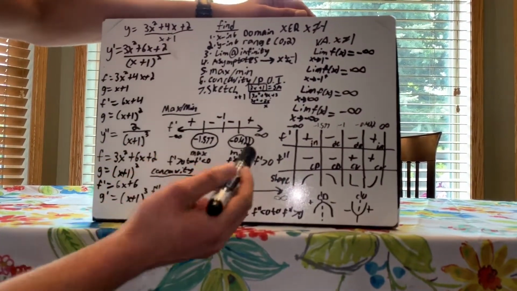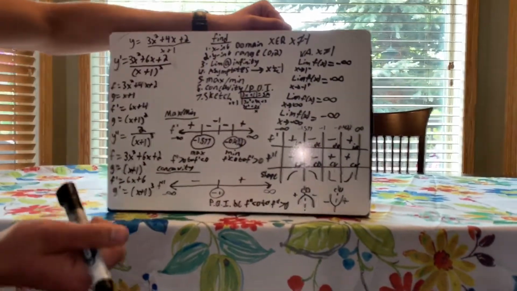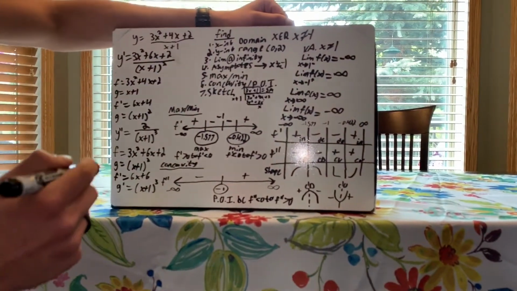So for our max and mins, once again, we have our 2 points that actually occur when there's a shift.